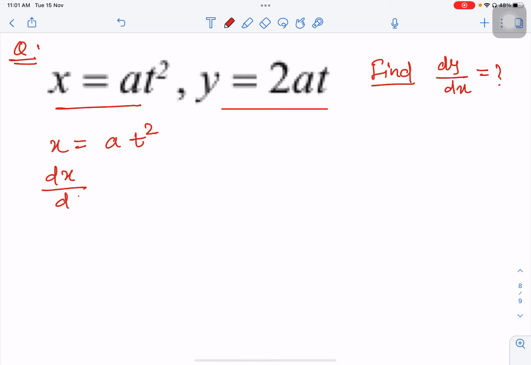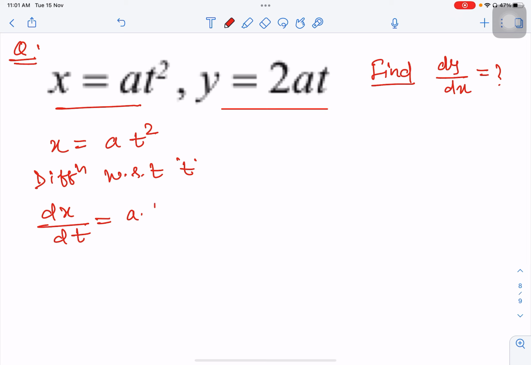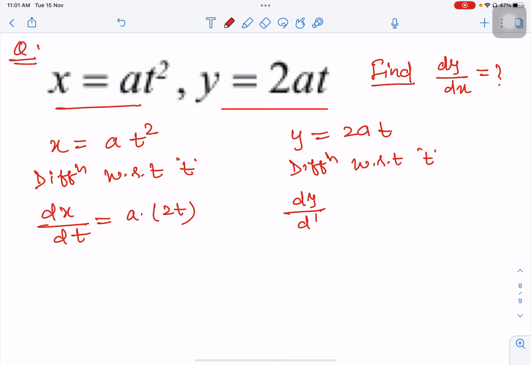Dx by dt will be what? A as it is. Derivative of t square is what? 2t. Right? Since you are differentiating with respect to t. Should I write that step? Let's write that step. So differentiating with respect to what? T. If we differentiate with respect to t, we get dx by dt as what? A as it is. Derivative of t square will be what? 2t. Similarly, we have y equals to what? 2at. Here also we'll differentiate with respect to t. So we'll have dy by dt equals to 2a as it is, and derivative of t is nothing but what?